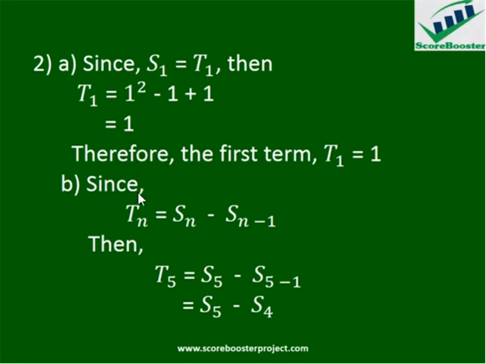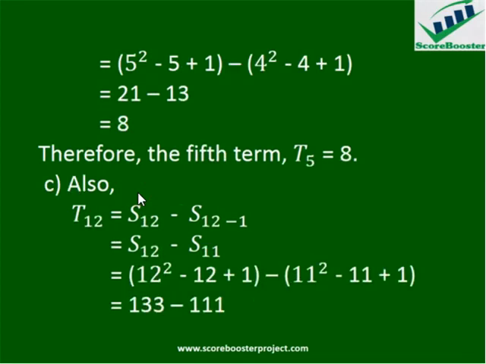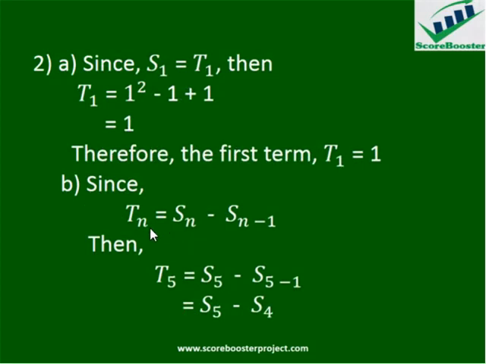So now we proceed to obtain the value for the fifth term. From above, we already said if you want to obtain the value of a particular term of a sequence from the formula of its series, the formula will be T subscript n equals the series of that particular term minus the series of the previous term. So here we are asked to obtain the value for the fifth term, that is our n will be equal to 5. So T5, which is what we are to obtain, equals S5 minus S5 minus 1. So the value for the fifth term will now be S5 minus S4.